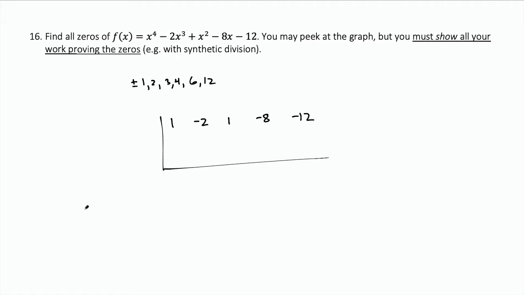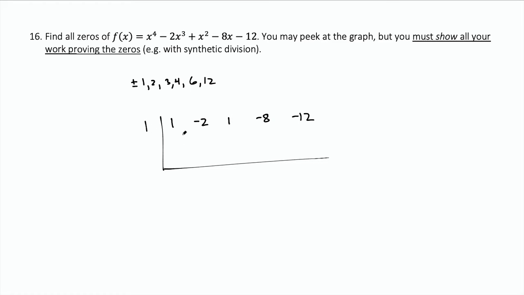And then we can start testing some numbers. And there's not too many here, but I'm going to go ahead and start just testing some numbers. It does say you can peek at the graph. We could look to see what might work, but I'm just going to go through and start testing.